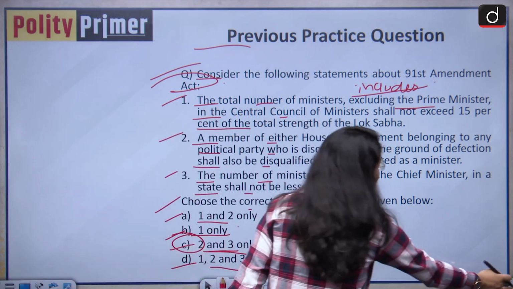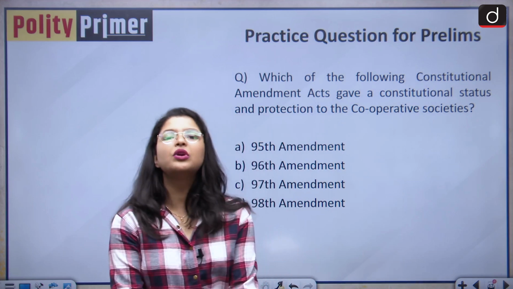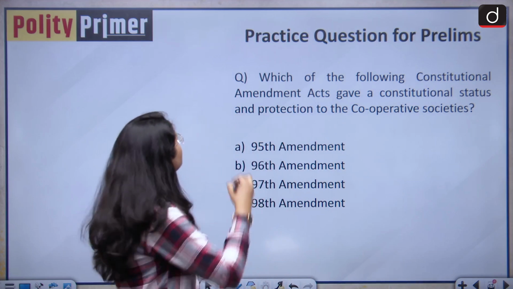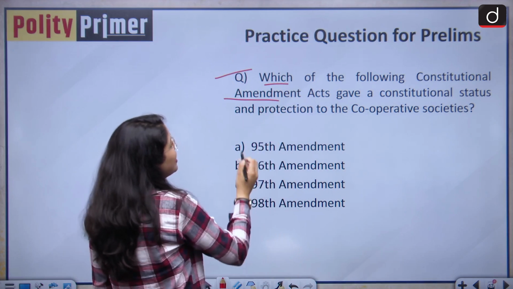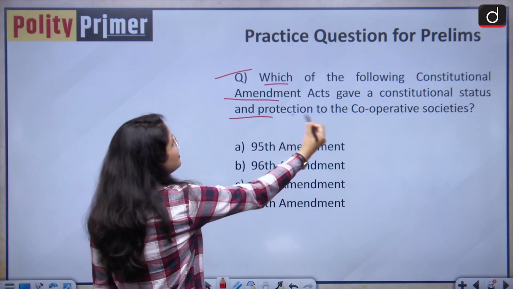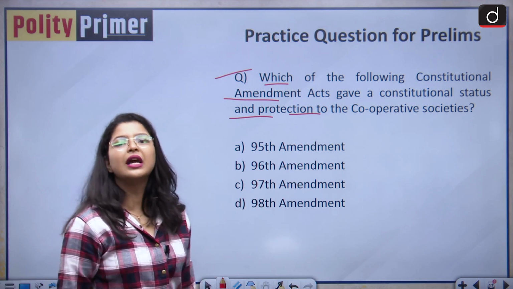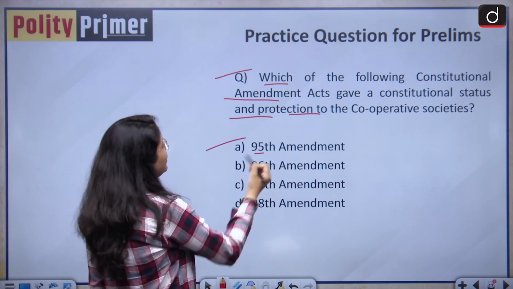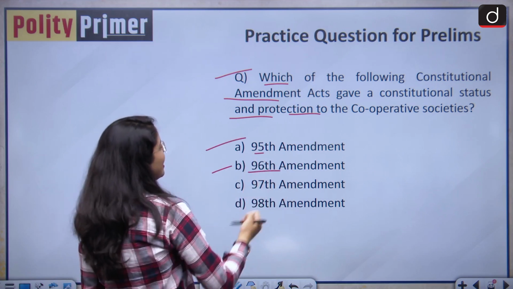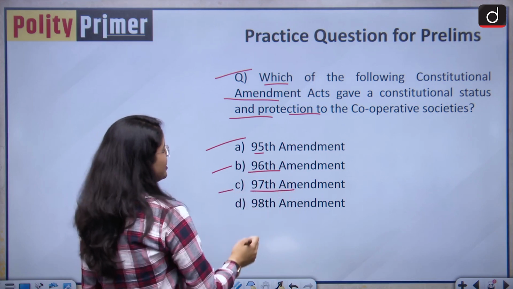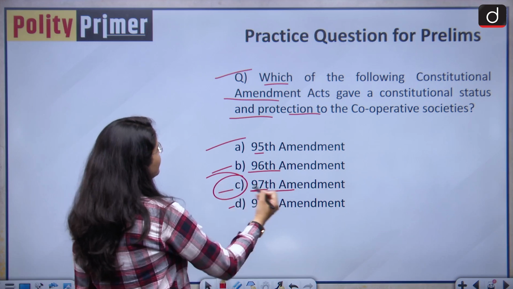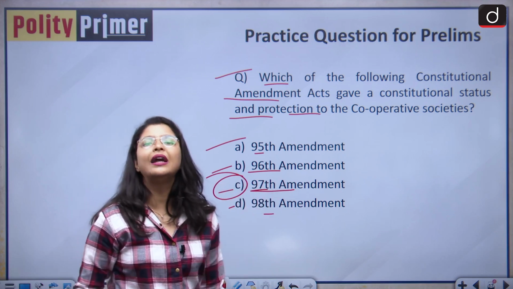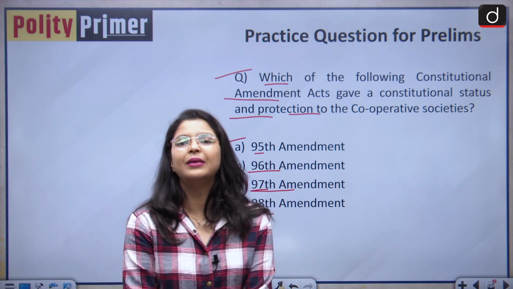Moving forward, let us discuss the practice questions from our today's session. So the first question is, which of the following constitutional amendment acts gave a constitutional status and protection to the cooperative societies? Your options are, option A is 95th Amendment, option B is 96th Amendment, option C is 97th Amendment, and option D is 98th Amendment. So your correct answer definitely is going to be the 97th Constitutional Amendment Act.